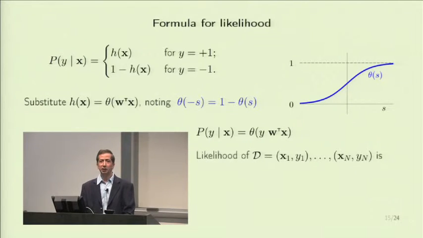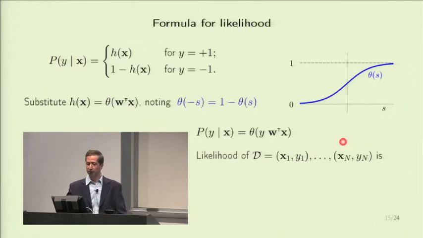Now we have the likelihood of the entire data set. So someone gives me a bunch of patients, and whether they had a heart attack within 12 months of the measurements, and quite a number of them. And now I would like to say what is the likelihood of this entire data set. The assumption, as always, is the independence from one example to another.